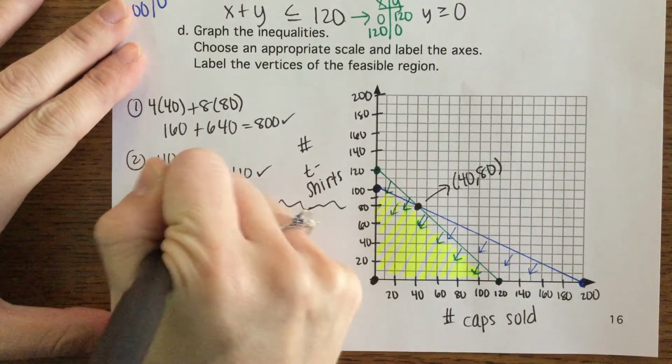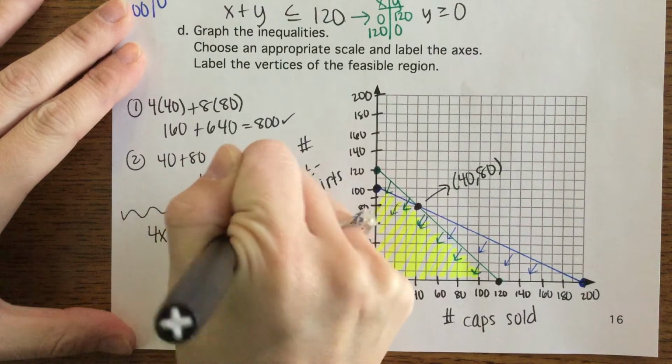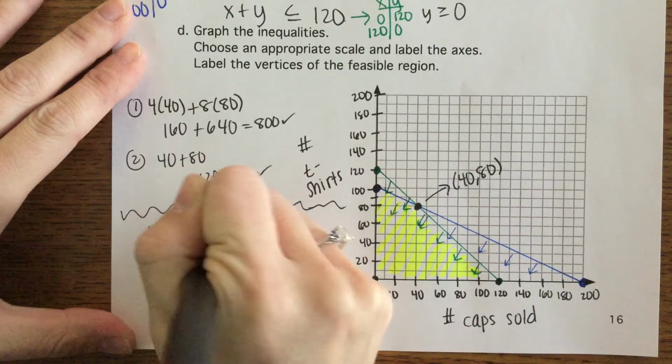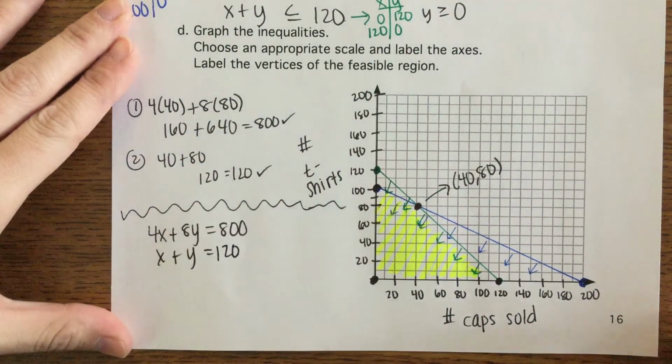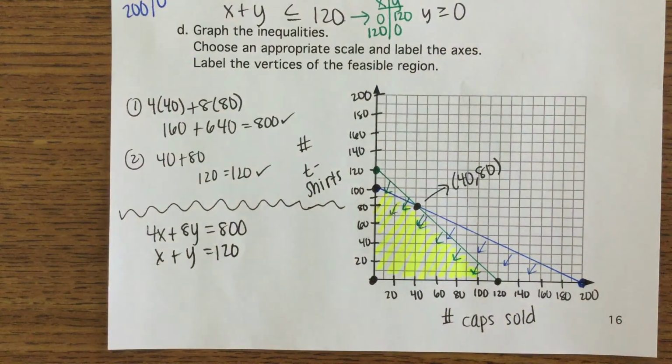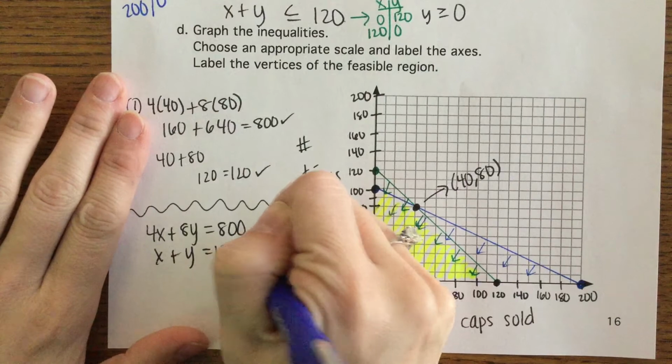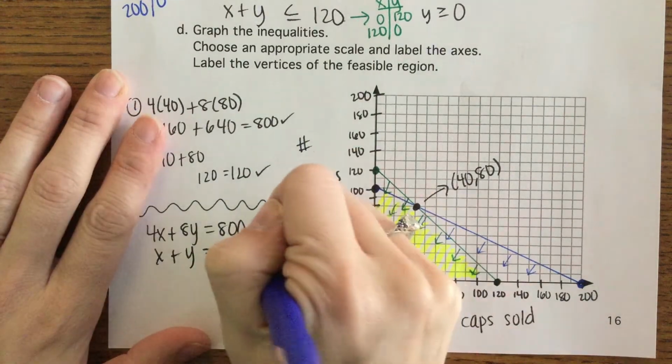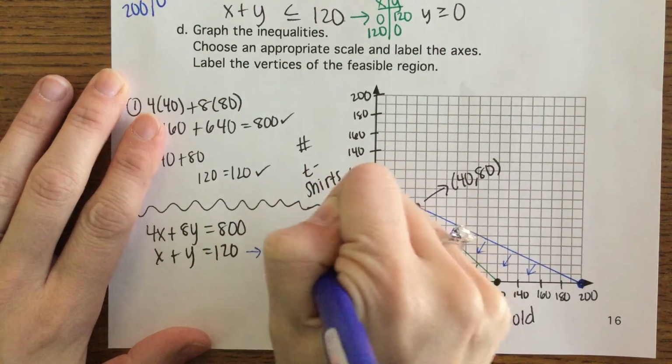We have 4x plus 8y equals 800, and x plus y equals 120. What do you all prefer, substitution or elimination? Substitution. Okay, I hate substitution, but that's fine. Bottom equation, I'm going to solve for y. So I get y equals 120 minus x.